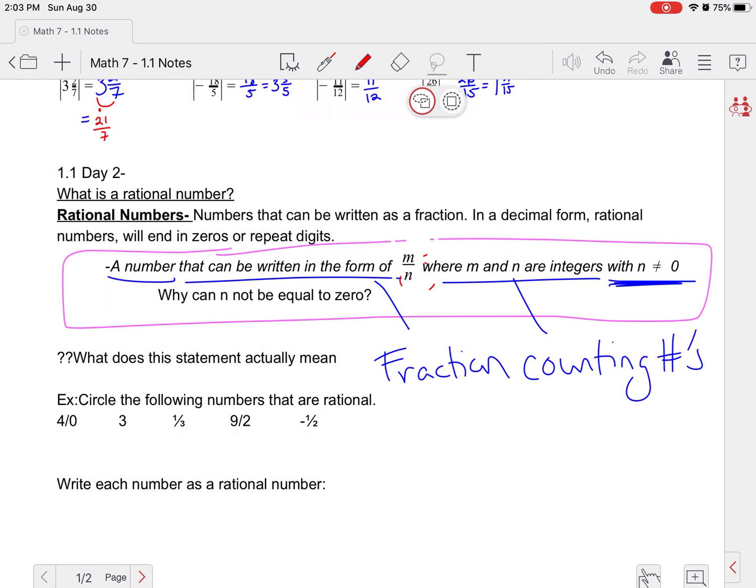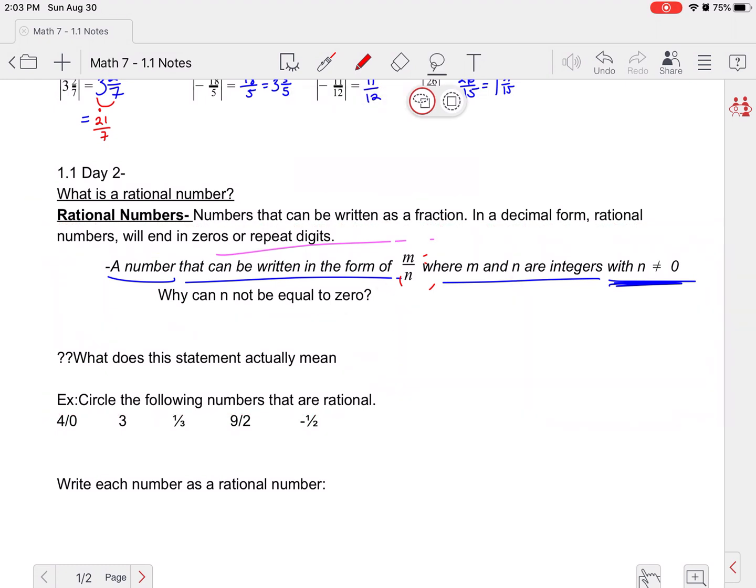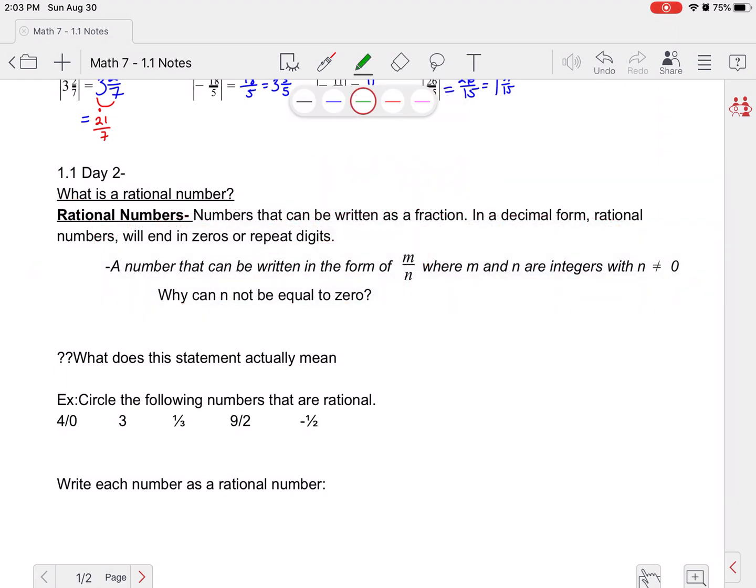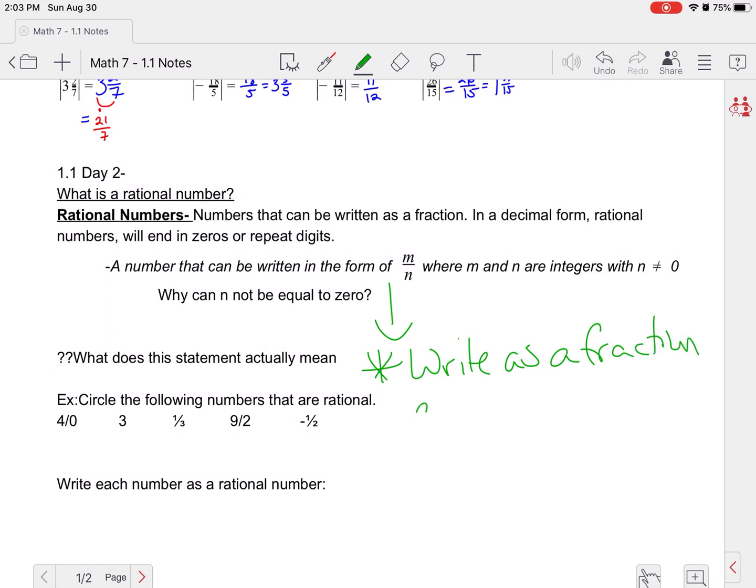So if I'm going to just get rid of this here for a second. We'll get rid of all this wonderfulness. Again, this is what you should really have written down. What this means is write as a fraction and reduce. So when you see this big long sentence, we're not going to freak out, we're not going to panic, we're going to be like, Miss Hawes told me all this means is write as a fraction and reduce. Okay? So we're going to circle all the numbers that are rational, and rational numbers are just numbers that can be written as a fraction.